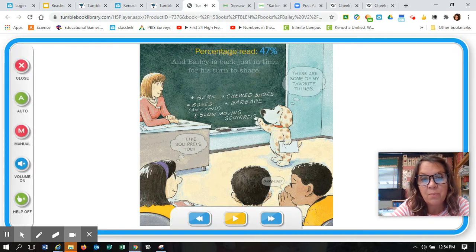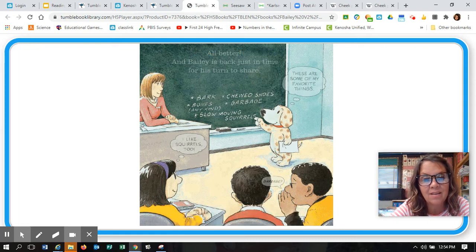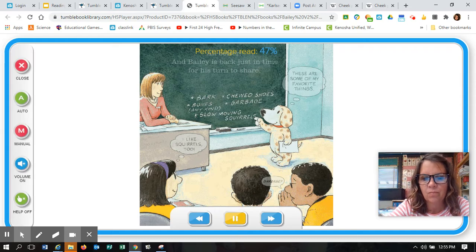So guys, those are some important details about him. What did you just learn about Bailey? Let's pause and see what you have to say. Great. You learned he likes to bark, he likes bones, he likes chewed shoes, and garbage. He also likes slow-moving squirrels. I bet because he can catch them. I like squirrels too. Garbage?